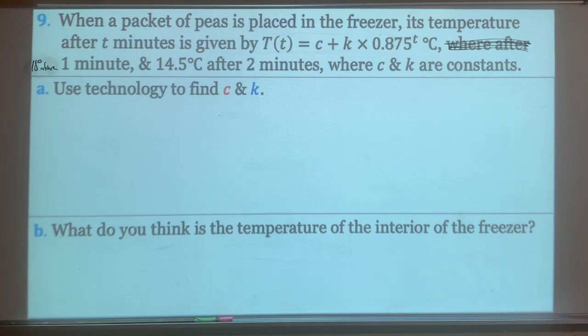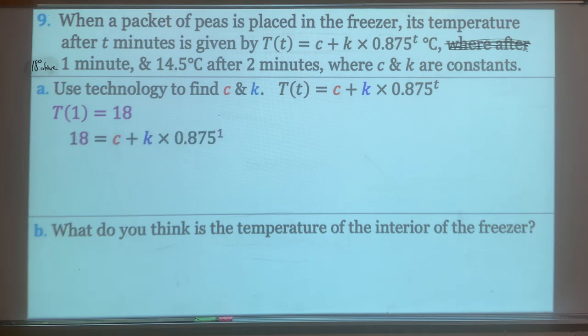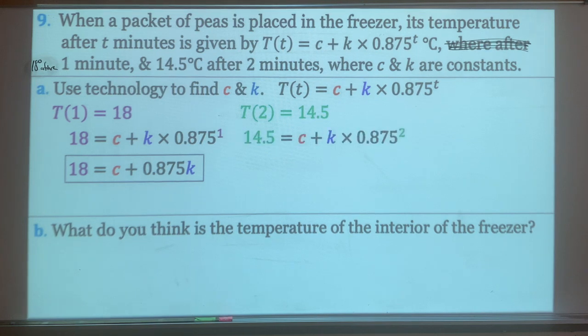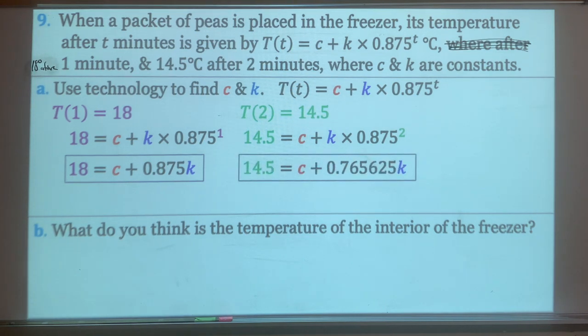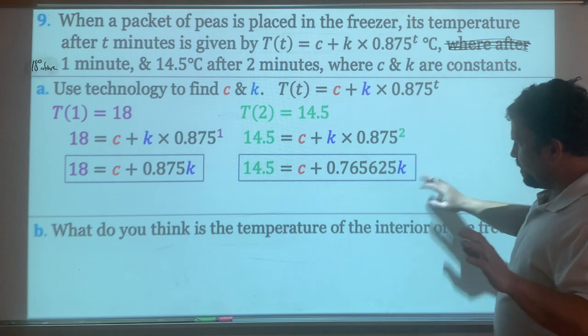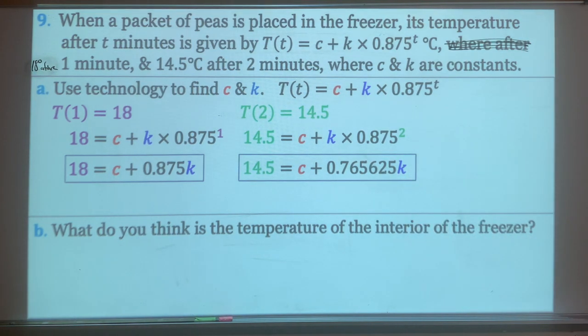Okay, so when we find this stuff out, we know that T equals C plus K times 0.875 to the t. So when t is 1, after 1 minute, it's 18 degrees. So we're going to set up a system of equations. 18 equals C plus K times 0.875 to the first power, which is C plus 0.875K. All right? T to the 2 equals 14.5. So 14.5 equals C plus K times 7/8 squared. So 14.5 equals C plus 0.765625K, which is 49/64. You want to be as accurate as you could right here. That way, everything is much better.